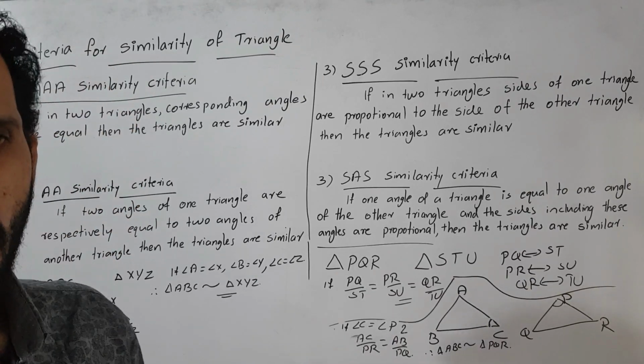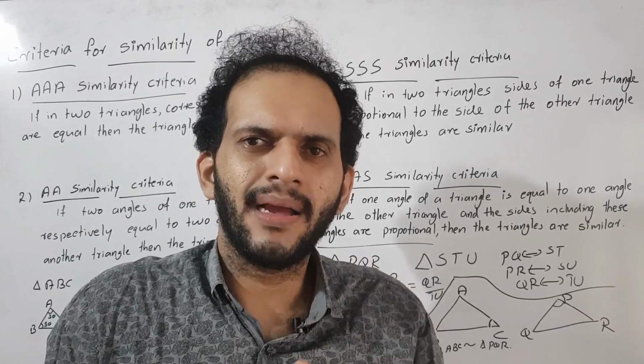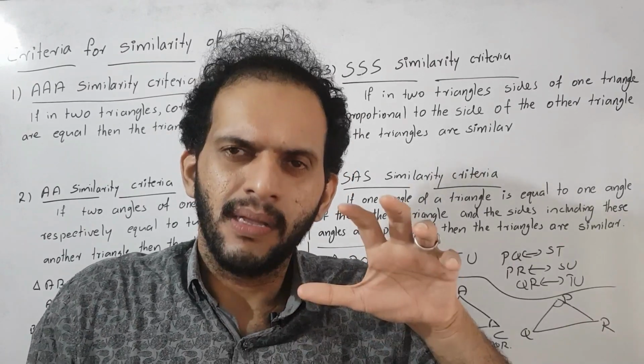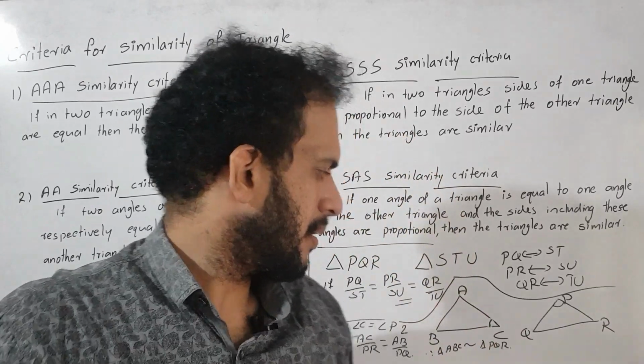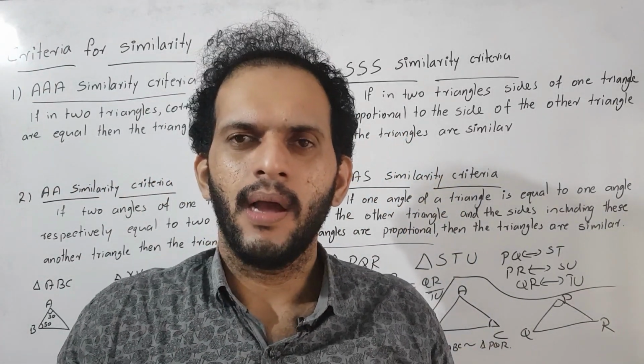Okay, if the two sides are proportional and the including angles are equal, then the triangles are similar. That is the rule of SAS. Okay, I think you got it.